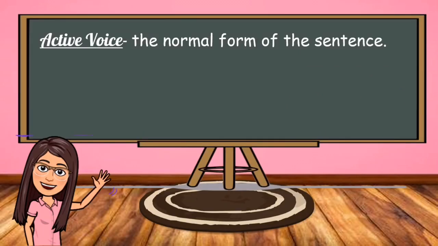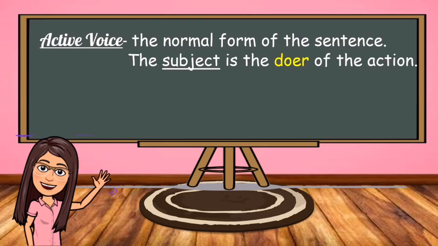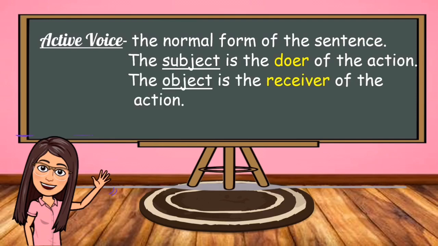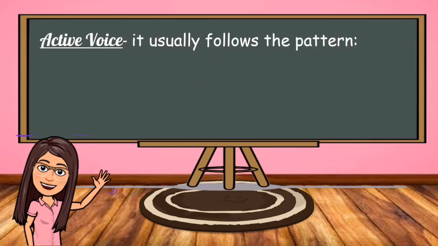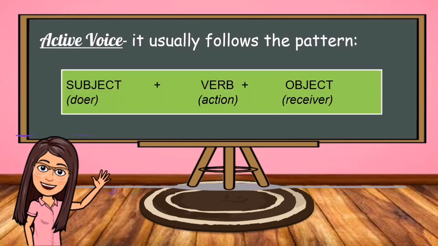Active voice is the normal form of the sentence. This is the usual pattern that we follow when making sentences, wherein the subject is the doer of the action and the object is the receiver of the action. The active voice usually follows the pattern subject or the doer plus verb or the action word plus object or the receiver of the action.